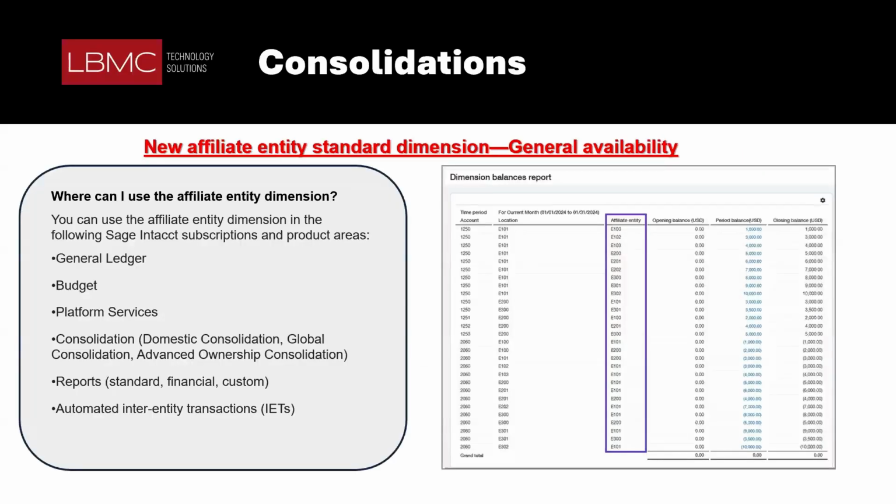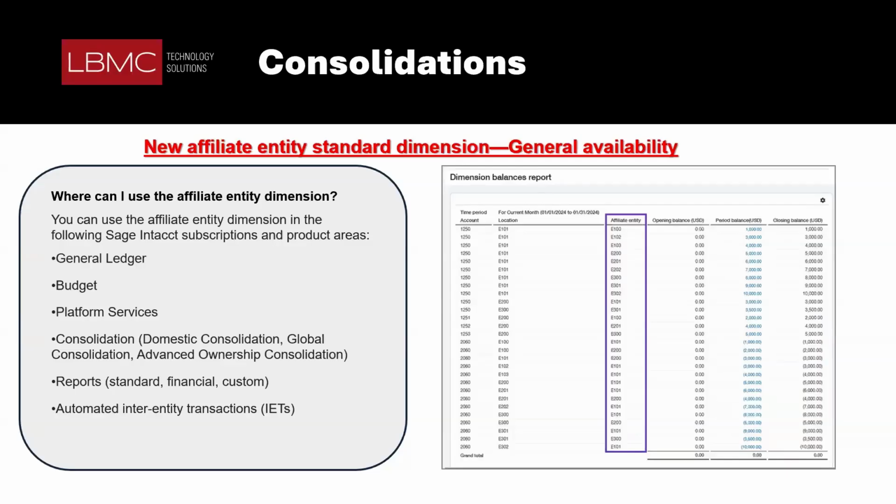For clients that are using the consolidation subscription, Sage Intacct is introducing a new affiliate entity standard dimension. It's generally available in 2025 release 2 to customers with the consolidation subscription. With the affiliate entity dimension, Sage Intacct will automatically tag automated inter-entity journal entries. You can now also use the affiliate entity dimension to manually tag a journal entry.